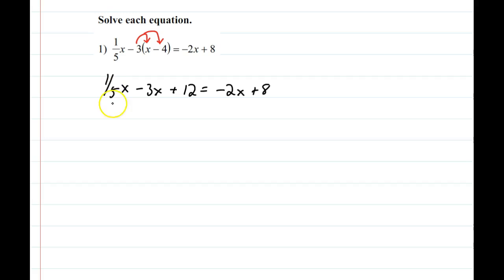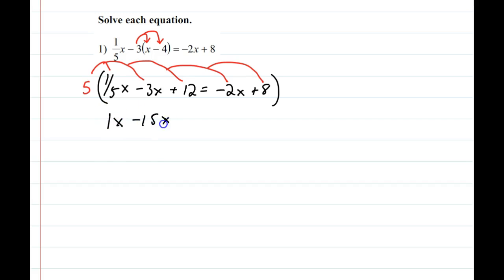And there's a lot of different ways you can continue this problem, but I don't want to work with that fraction, so I'm going to multiply everything by 5. So I'm basically going to distribute that 5 to each and every term. The reason we do this is because this 5 and this 5 cancel out, because a fifth of 5 is 1. And so we get 1x minus 15x plus 60 equals negative 10x plus 40. Now we can combine our like terms over here and get negative 14x plus 60 equals negative 10x plus 40.